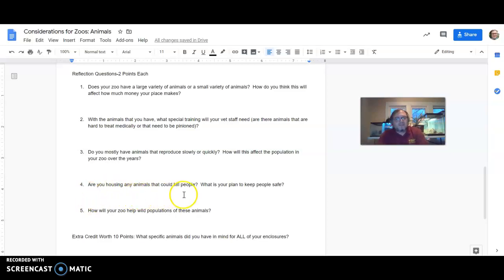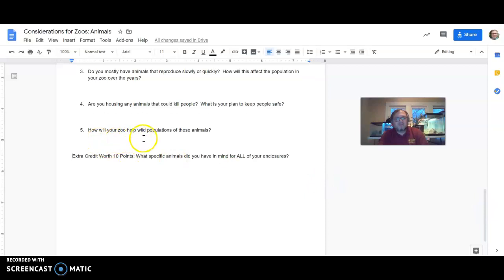Number 4, are you housing any animals that could kill people? What's your plan to keep people safe? Again, zoos have to have a lot of different practices in place to try and keep people safe in these situations, so consider that part. 5, how will your zoo help wild populations of these animals? What's the contribution that you're going to make to their wild cousins? And again, we talk about some of those methods in the videos.